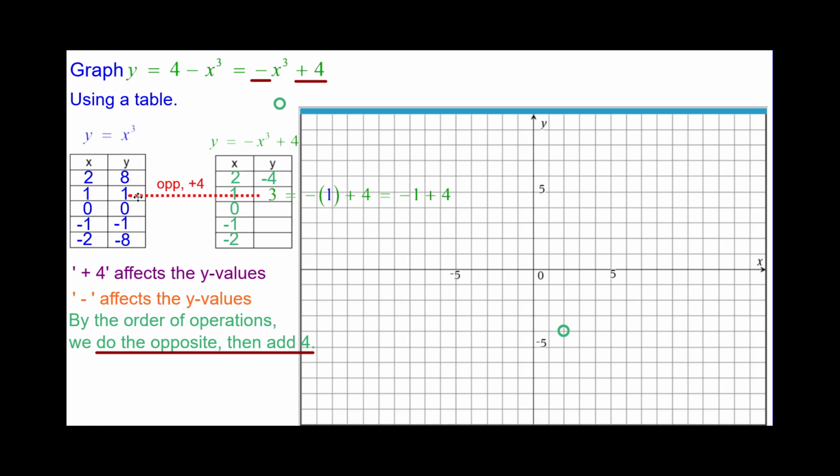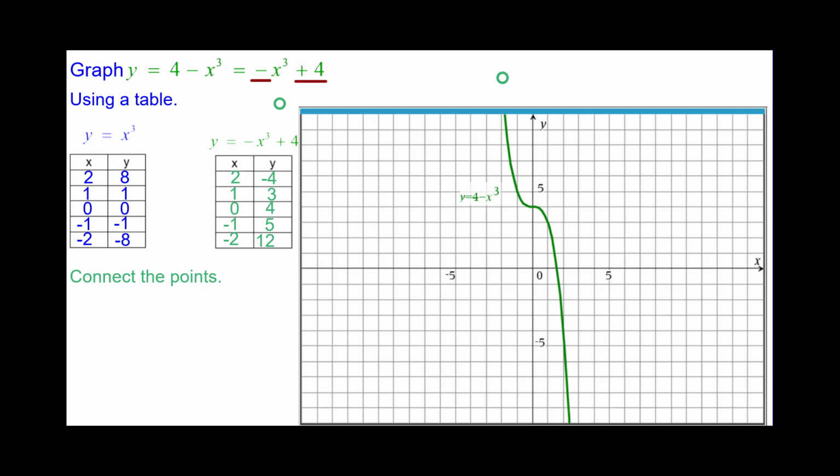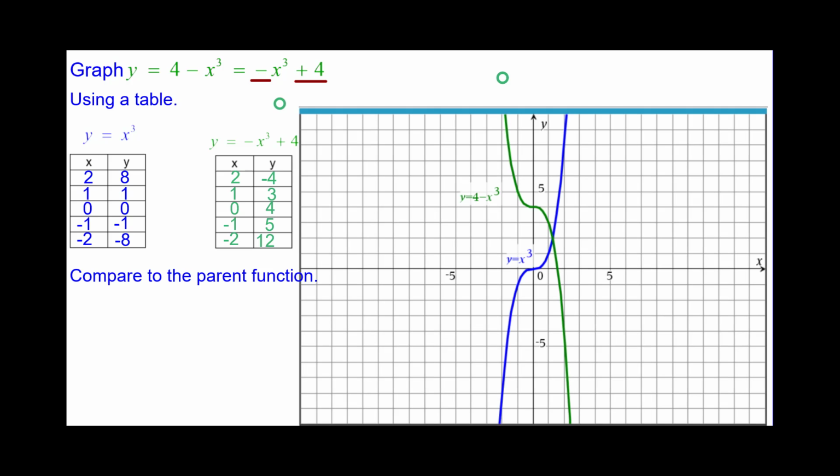So again, we took the opposite of 1, which is negative 1, added 4, got negative 3. So positive 3, 1, positive 3. The opposite of 0 is 0, plus 4 is 4, 0, 4, y-intercept. Opposite of negative 1 is positive 1, plus 4 is 5, so negative 1, comma 5. And the opposite of negative 8 is 8, plus 4 is 12, so negative 2 up to positive 12. Connect the points to make it look like a cubic curve going in the other direction, and we compare it to the parent function.